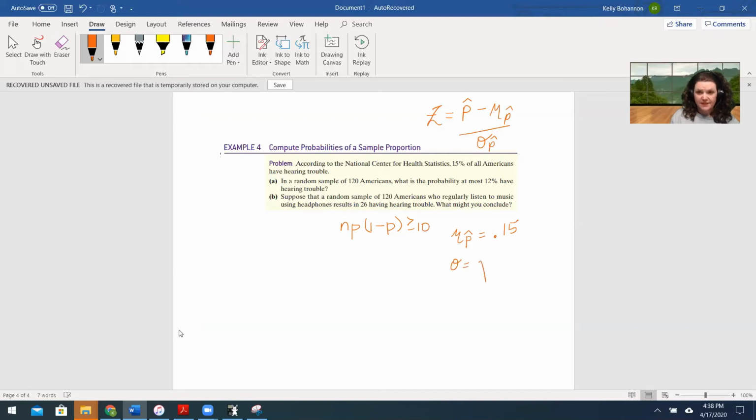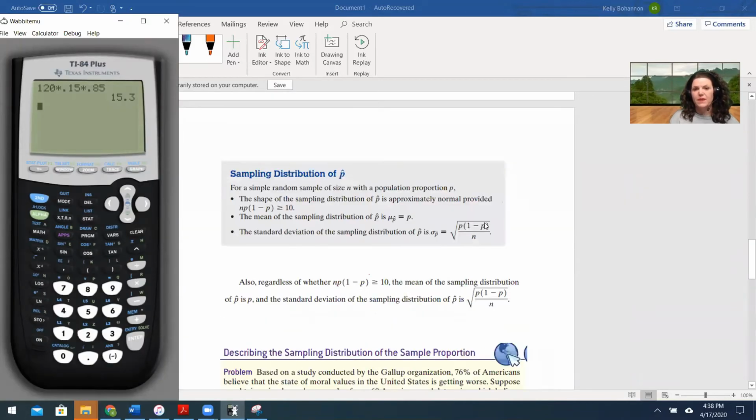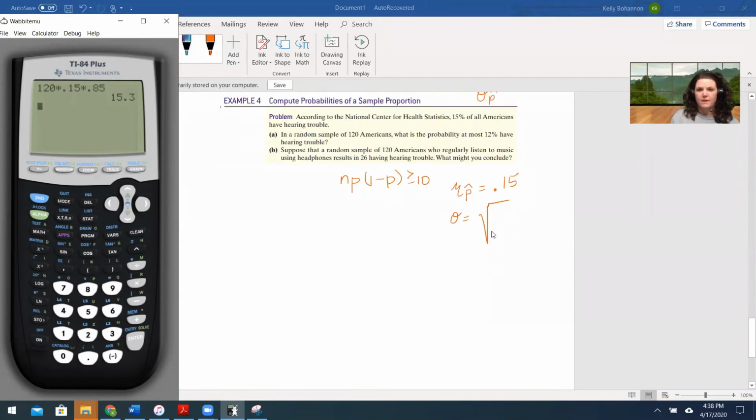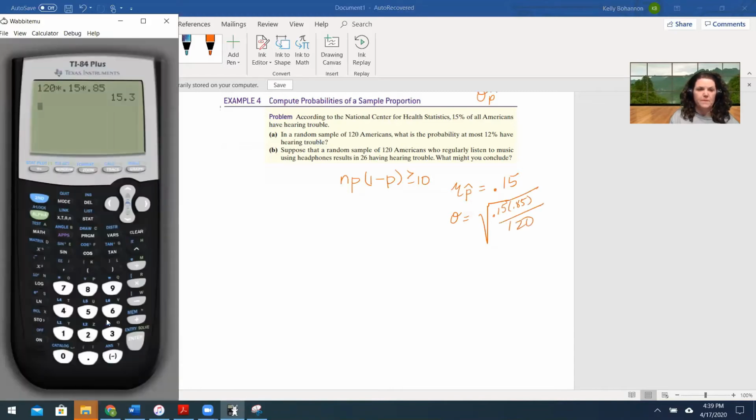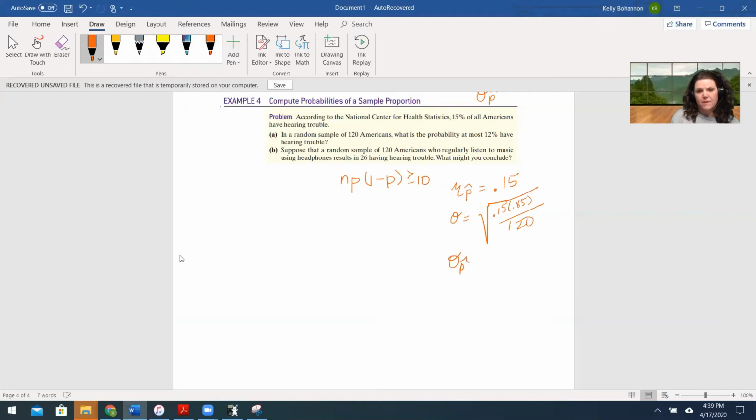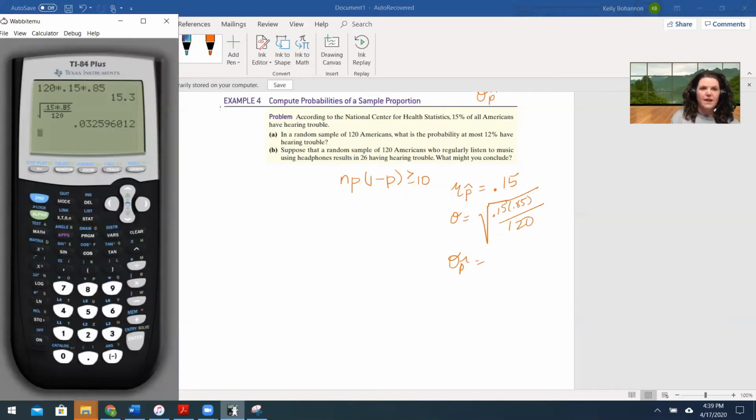My standard deviation, remember, is the square root of P times Q divided by N. So the square root of 0.15 times 0.85 divided by 120. I get my standard deviation of P hat to be 0.0326.